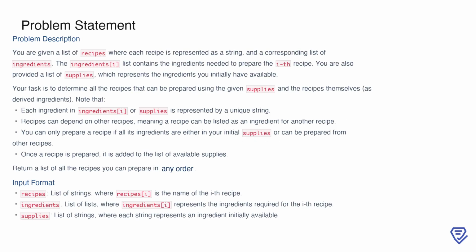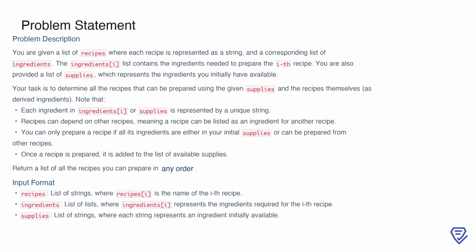In this problem, you are tasked with determining which recipes can be prepared based on the ingredients and supplies available to you. You are given a list of recipes, where each recipe is represented as a string, and a corresponding list of ingredients needed to prepare each recipe. Additionally, you have an initial list of supplies, which are the ingredients you currently have. The challenge is to figure out which recipes can be made using these supplies or by using other recipes as ingredients. Each ingredient is uniquely represented by a string, and recipes can be interdependent, meaning a recipe may require another recipe as one of its ingredients.